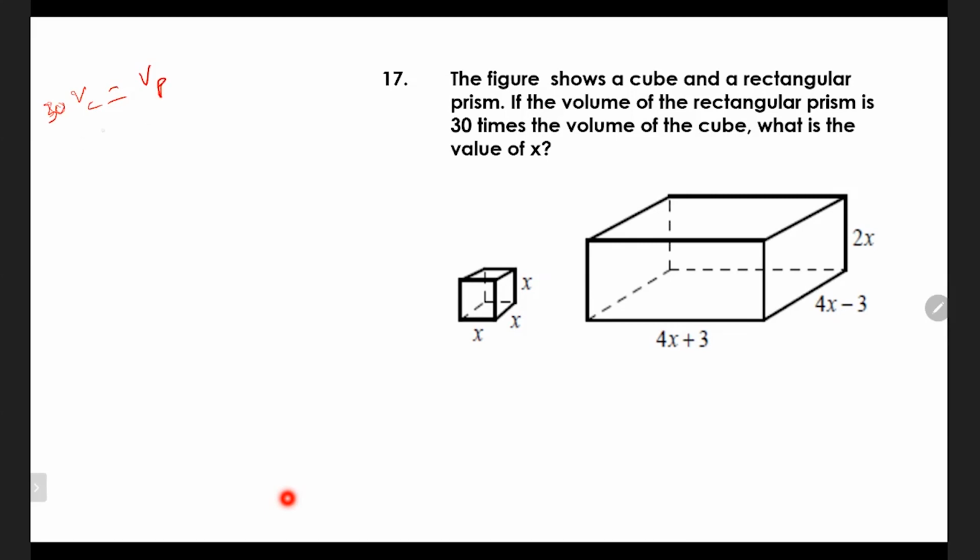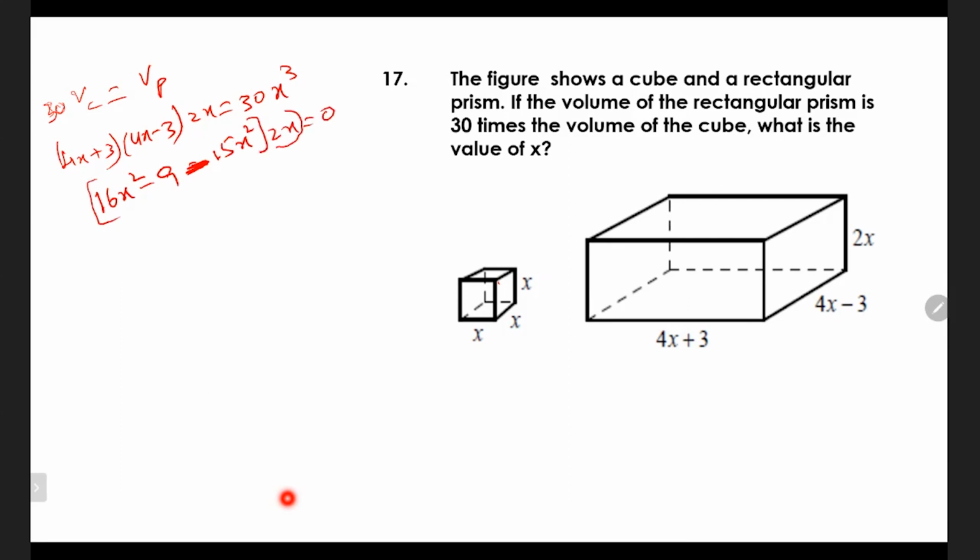The volume of the rectangular prism is 4x plus 3 into 4x minus 3 into 2x, which equals 30 times the volume of the cube. The edge of the cube is x, so we get x cubed. 4x plus 3 into 4x minus 3 is 16x squared minus 9. You cancel one 2x, or otherwise you take 2x common.